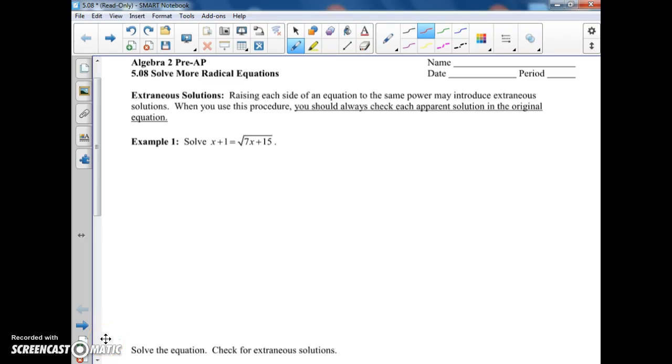Okay, we're solving more radical equations. Once again, is the square root by itself? Step number one is you square both sides of the equation. We're squaring that, we're squaring that. Now tell me this: what's the square root of 7x plus 15 squared? 7x plus 15. So look what we're going to write down: x plus 1 quantity squared equals 7x plus 15.